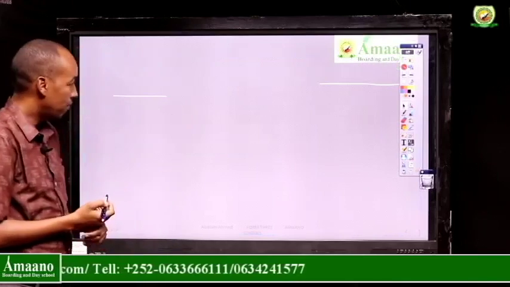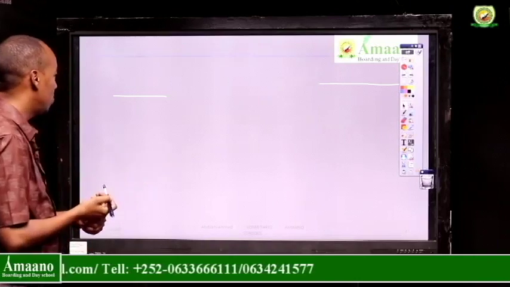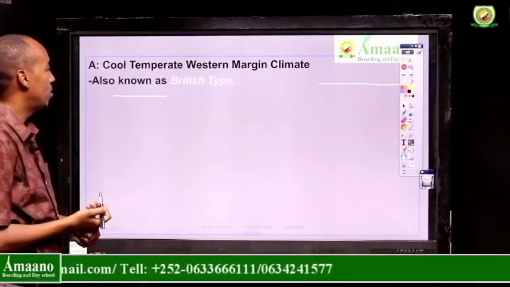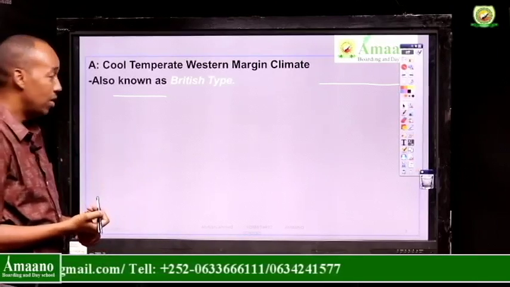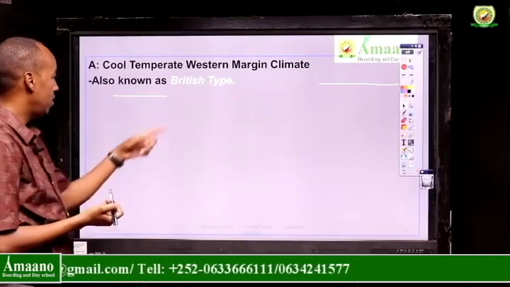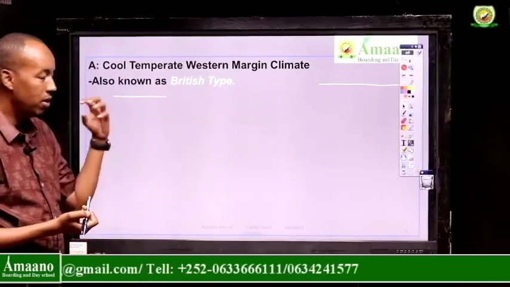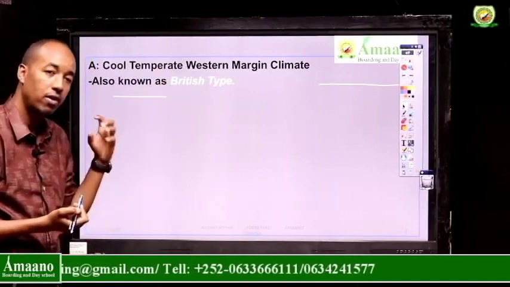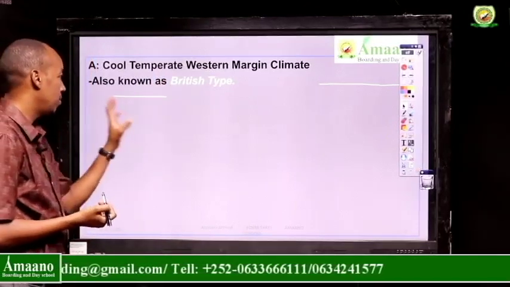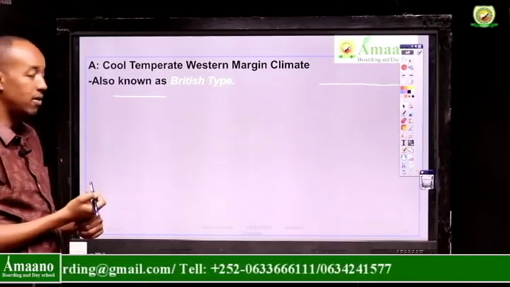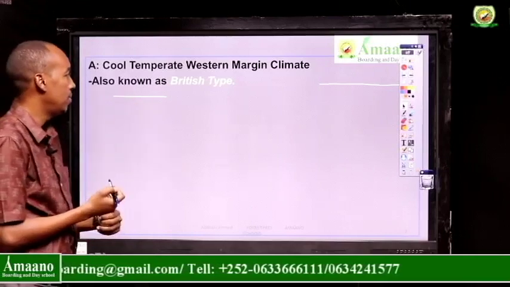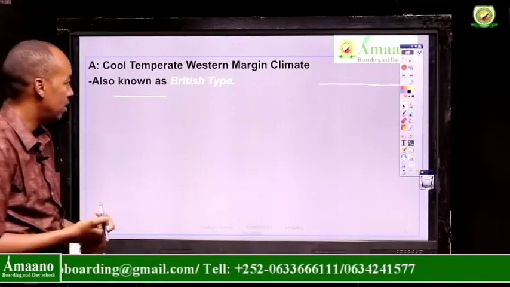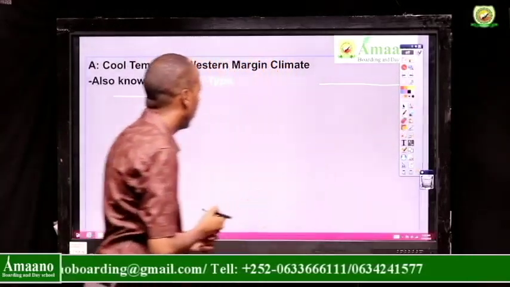So we will focus and talk about each one. 2 important points we will talk about each one. The first one today is cool temperate western margin climate. We will be talking about another name it's called, and then the areas in the world that experience this kind of climate and the characteristics it has. So these are generally the important 2 points: the different regions it is found in the world, and at the same time the climatic characteristics of each one.